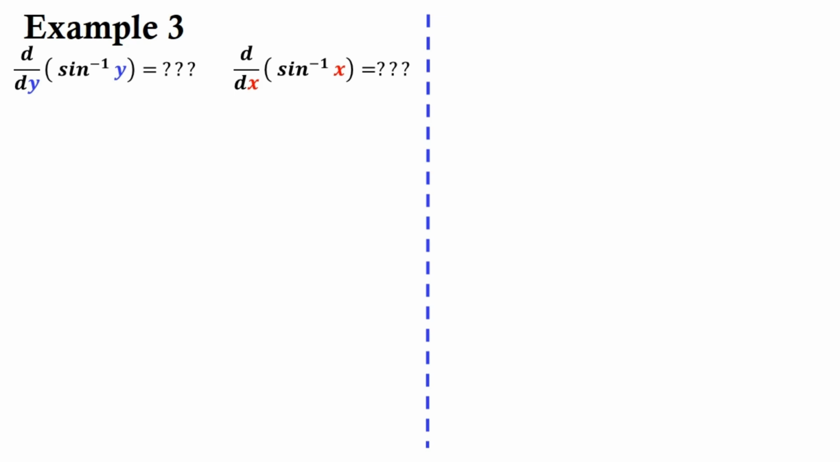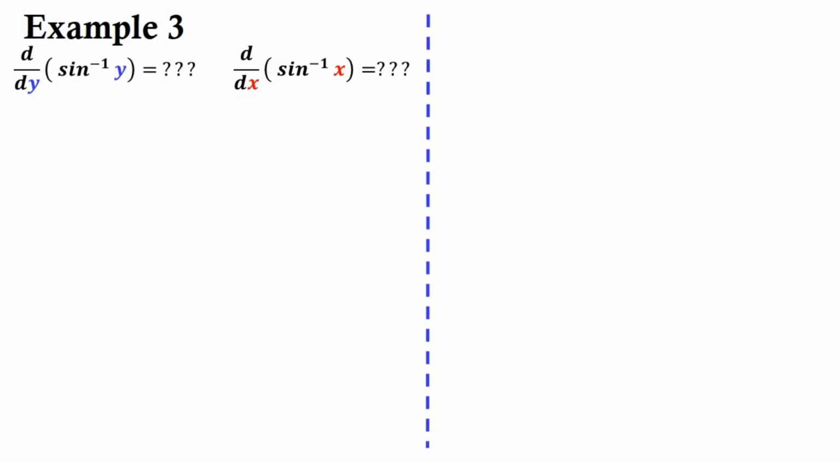Now let's go to example 3. This time around, we want to find the derivative of sine inverse of y. So this time we're dealing with sine inverse of y and sine inverse of x. You can see both of them are sine, but the first one is sine inverse of y, so we are going to differentiate it with respect to y. The second one is sine inverse of x, and we are going to differentiate it with respect to x.